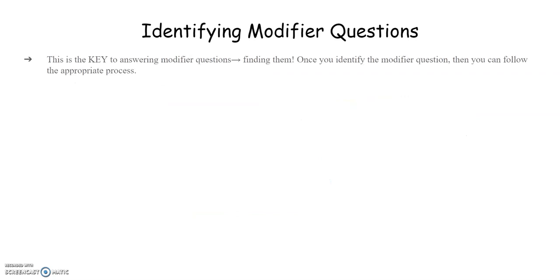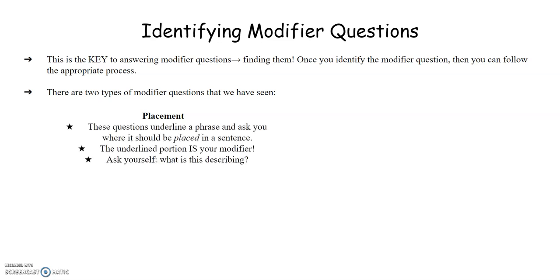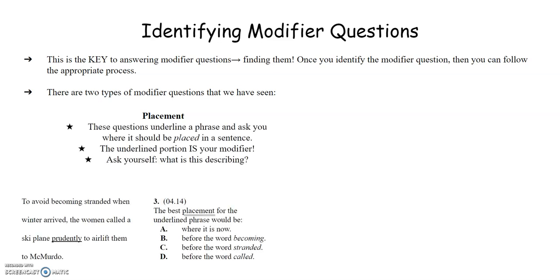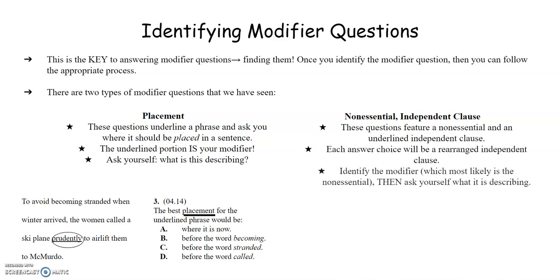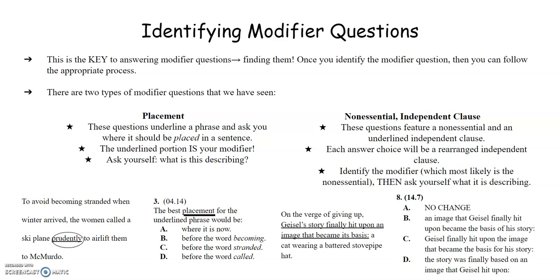This is what I was talking about a little bit earlier. You're going to want to be able to identify modifier questions because that's the hardest part. The questions themselves are pretty easy to understand, but identifying the questions can be challenging. So the first type that you'll see is that placement question that I mentioned earlier. This one is going to have the word placement in the question. So that word placement is a red flag. All right, I'm dealing with a modifier question. The other type that you're going to have is the non-essential, comma, independent clause. In these, you'll see a lot of rearrangement going on in your answer choices.